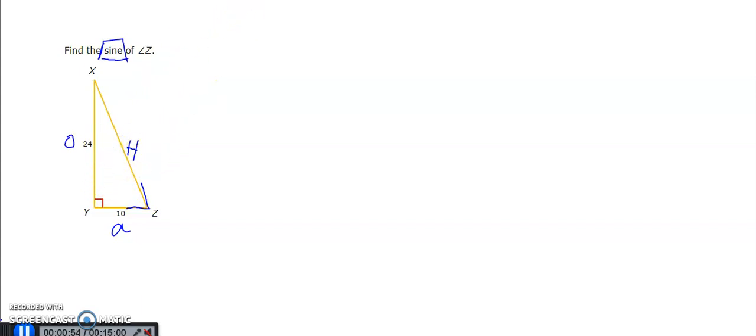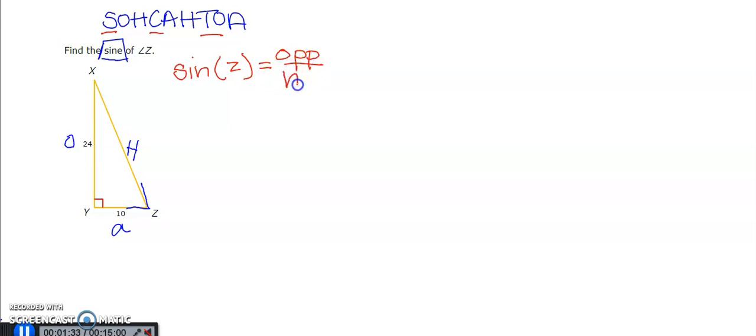So let's remember what two sides we need for sine. If we're talking about sine, I'm going to go ahead and write SOHCAHTOA up here. Hopefully you remember that it stands for: sine is opposite over hypotenuse, cosine is adjacent over hypotenuse, and tangent is opposite over adjacent. So if I set up my trig ratio, sine of angle Z is equal to opposite over hypotenuse.